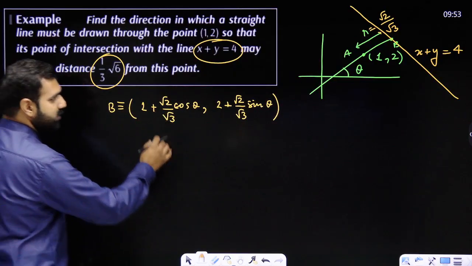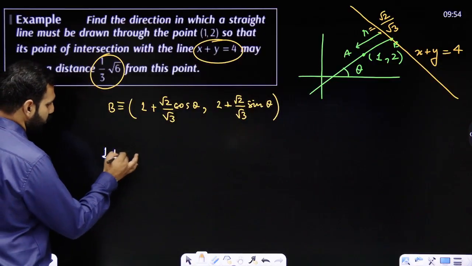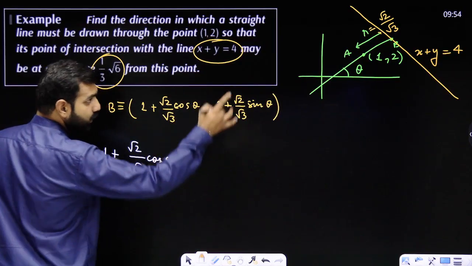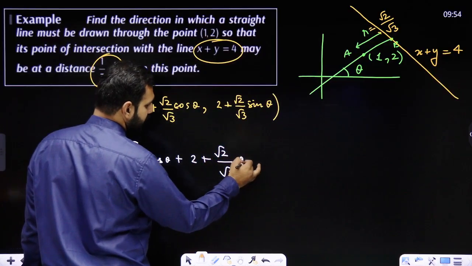So B, where x is going to be 1 + root 2 by root 3 cos theta, plus y, which is going to be 2 + root 2 by root 3 sin theta.